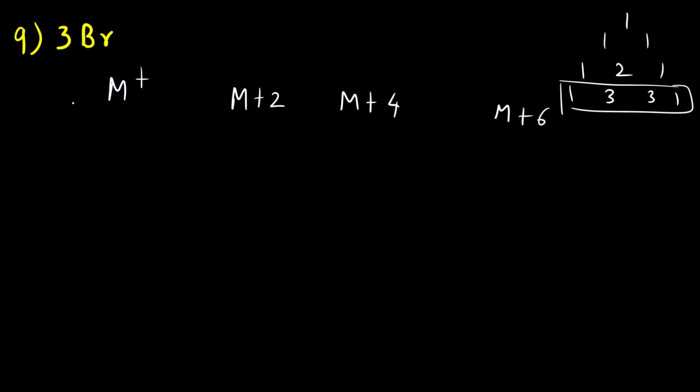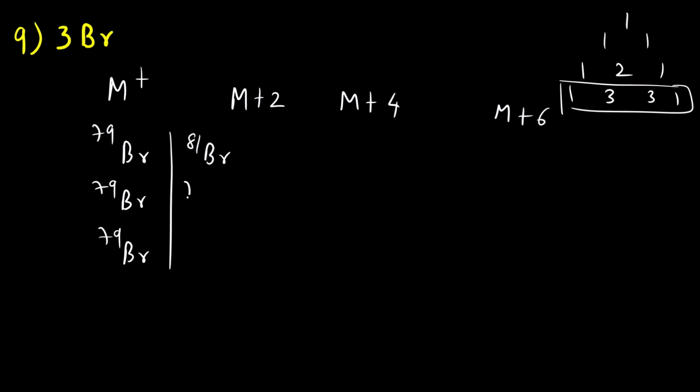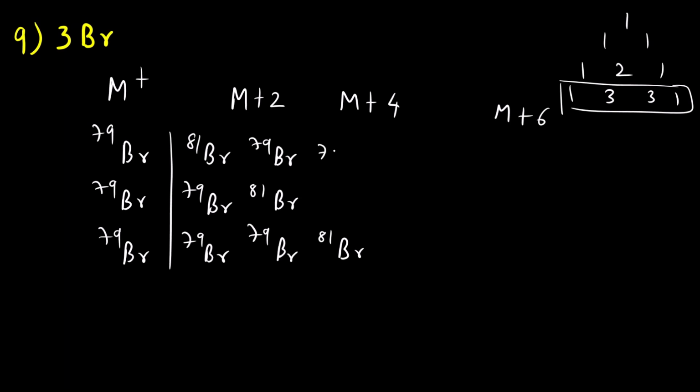This also you can try first by yourself. Okay, M plus means we will keep all the atoms at the lower value, 79Br. M plus 2 means increase the mass of any one of the atoms: 81Br, 79Br, 79Br. Then the middle one I will increase, 81Br, and the remaining 2 I will keep same. Now the last one I will increase by 2 units, 81Br, and the remaining 2 remain as they are.